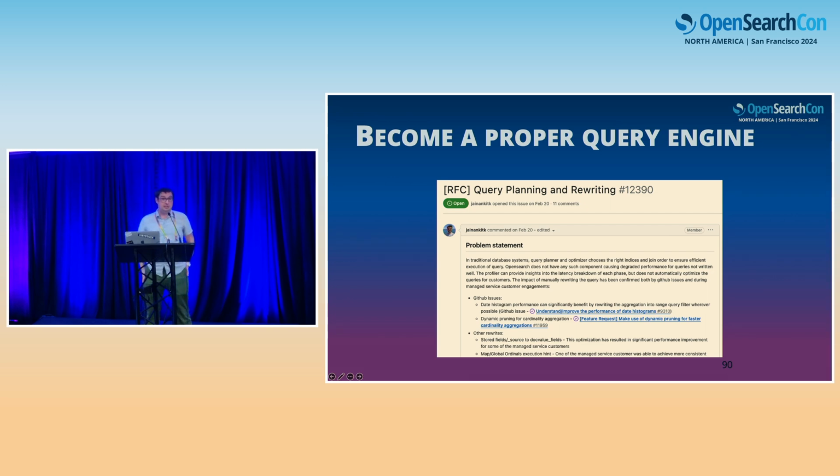Another idea is, why not learn from the database people? Why not build a proper query engine? So everything I've talked about today is operating at the shard level, where Lucene does very well. But what about the layer above? Right now our coordinators are fairly naive, right? A request comes in, they just fan it out to shards, and then they coalesce the results.